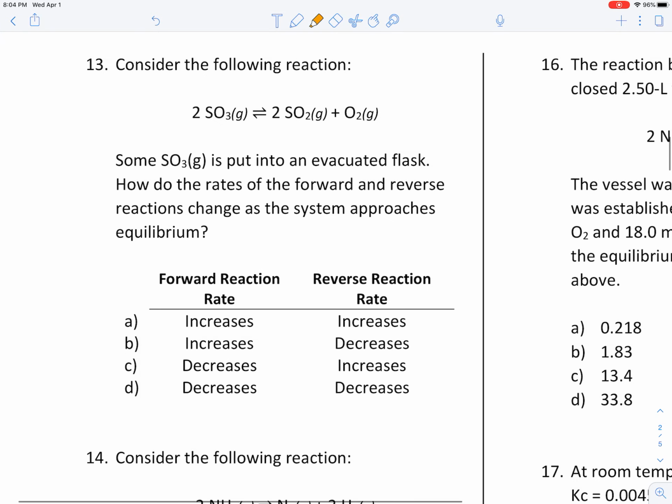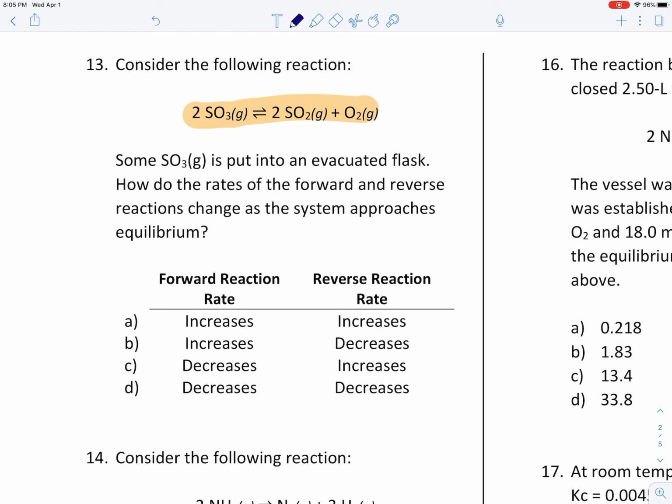All right, we're now getting into some multiple choice questions. Number 13, pause the video and give that a try. So it says some SO3 is put into an evacuated flask, sulfur trioxide, and we can see in the reaction that that decomposes to make sulfur dioxide and oxygen. How do the rates of the forward and reverse reactions change as we approach equilibrium?